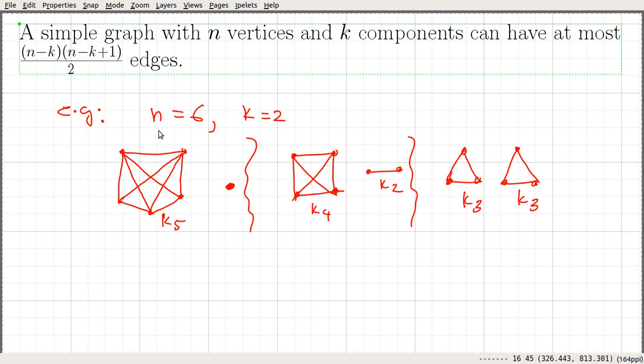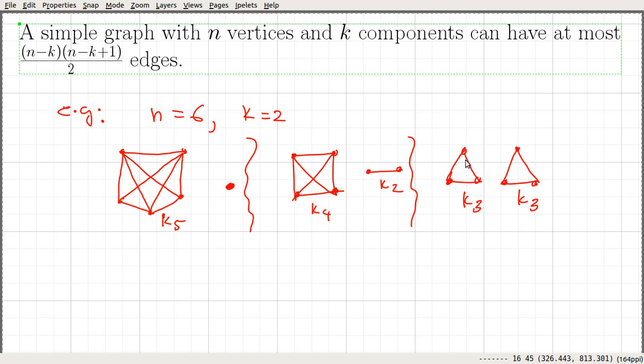Let's consider a graph with 6 vertices and 2 connected components. So in this case n equals 6 and k equals 2. Here I gave 3 ways of splitting this 6. Okay, 6 can be partitioned like 5 and 1, 4 and 2, or 3 and 3. If you consider this graph, it contains 5 vertices here, and 1 isolated, 4 vertices here, 2 vertices here, 3 here and 3 here.